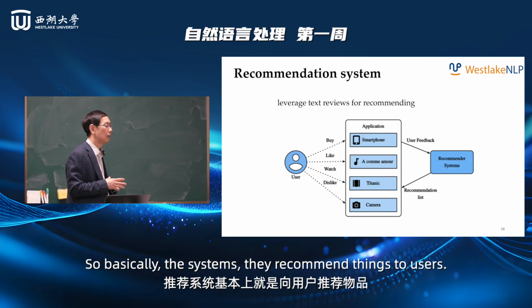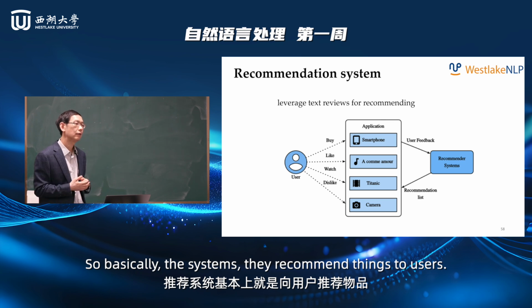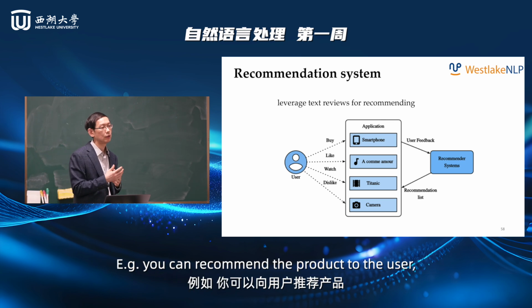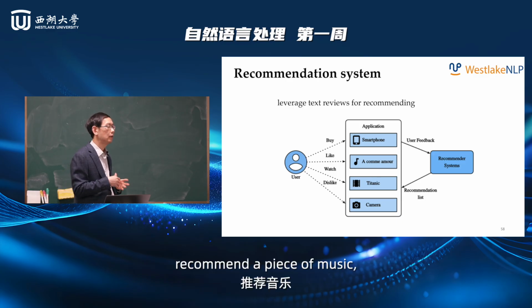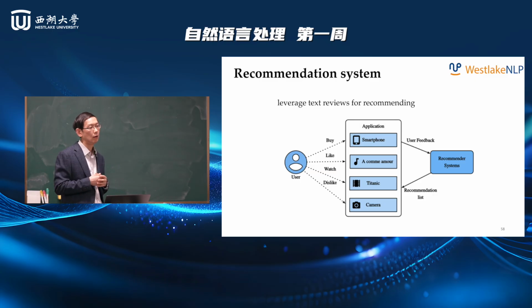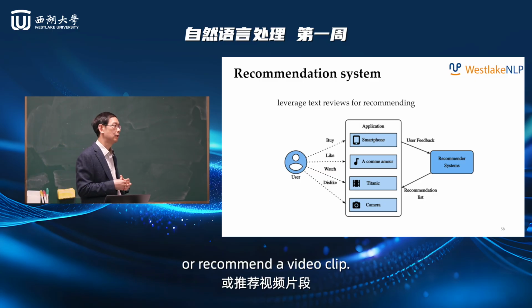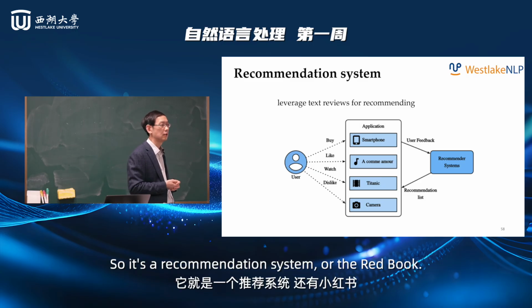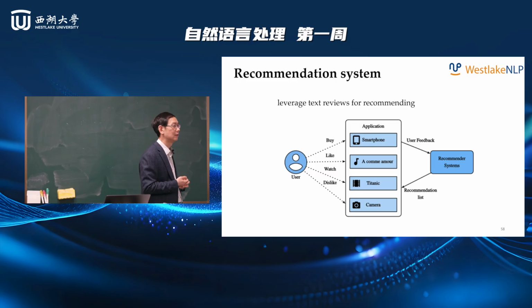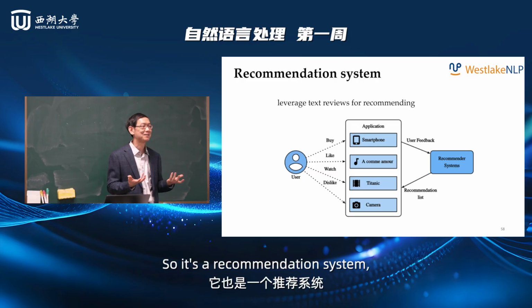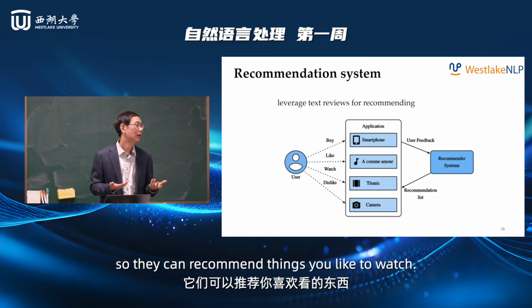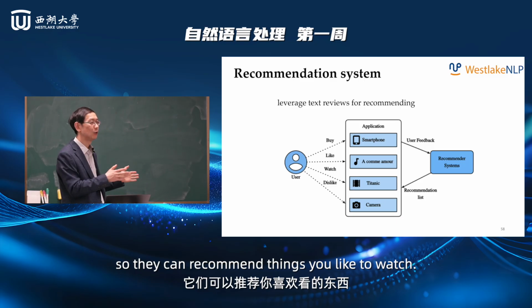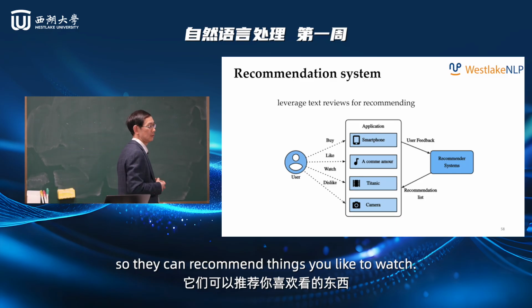Basically, recommendation systems recommend things to users. For example, you can recommend a product, a piece of music, or a video clip. We all know TikTok, right? It's a recommendation system. Or the Red Book, okay? It's also a recommendation system. They can recommend things you like to watch.